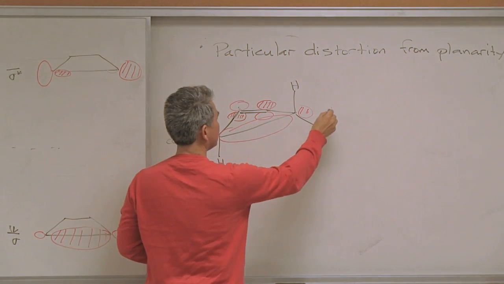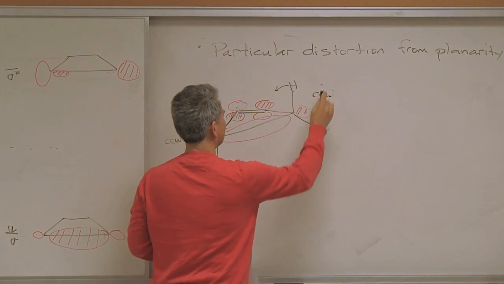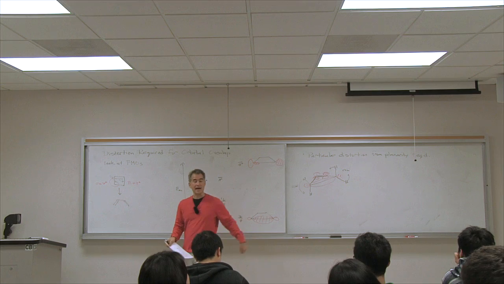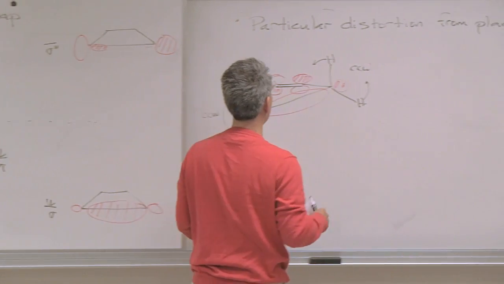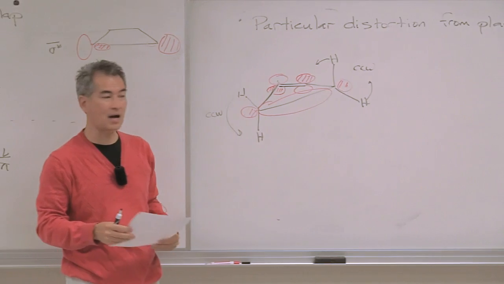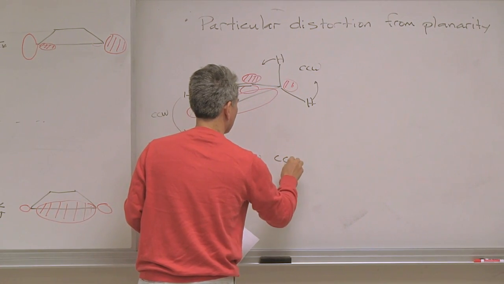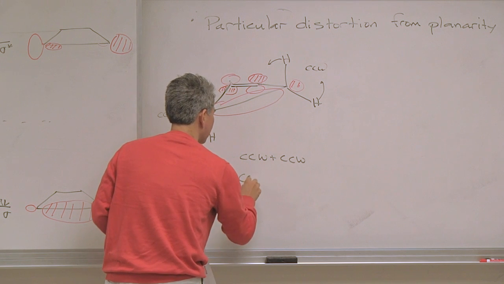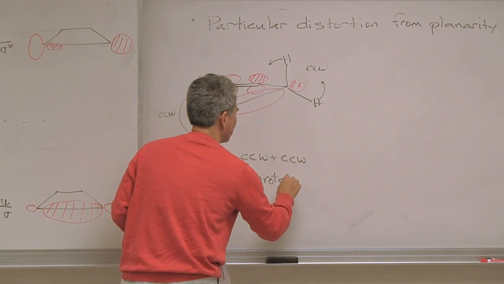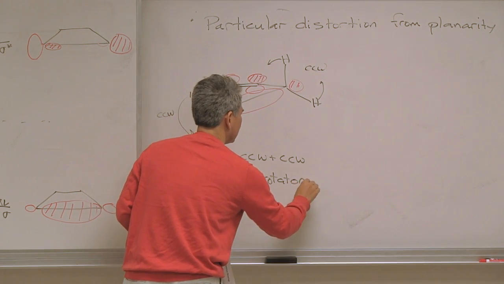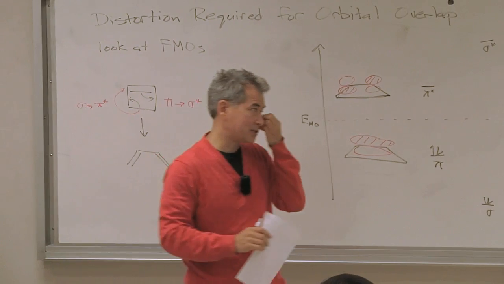And at the same time, I have to take this group and rotate that counterclockwise. And we have a word for that. When they're rotating in the same direction, counterclockwise and counterclockwise, or clockwise and clockwise, we call that conrotatory. That type of distortion is referred to as conrotatory, and that's the word we have to remember, conrotatory distortion.